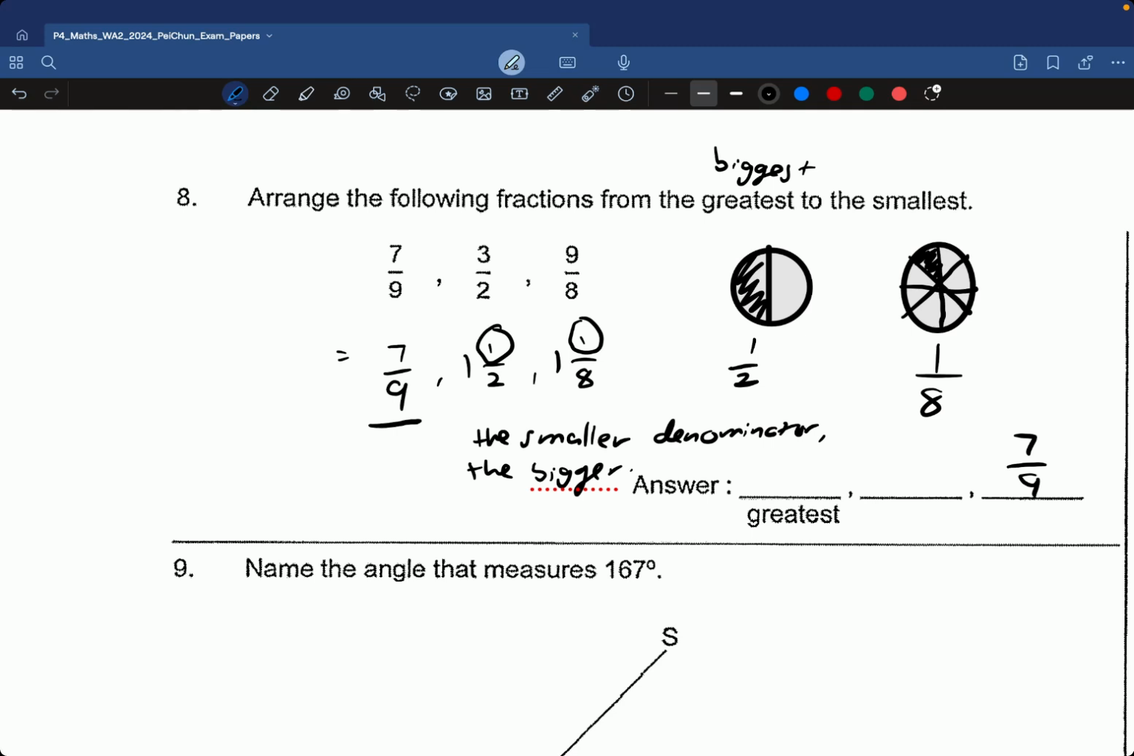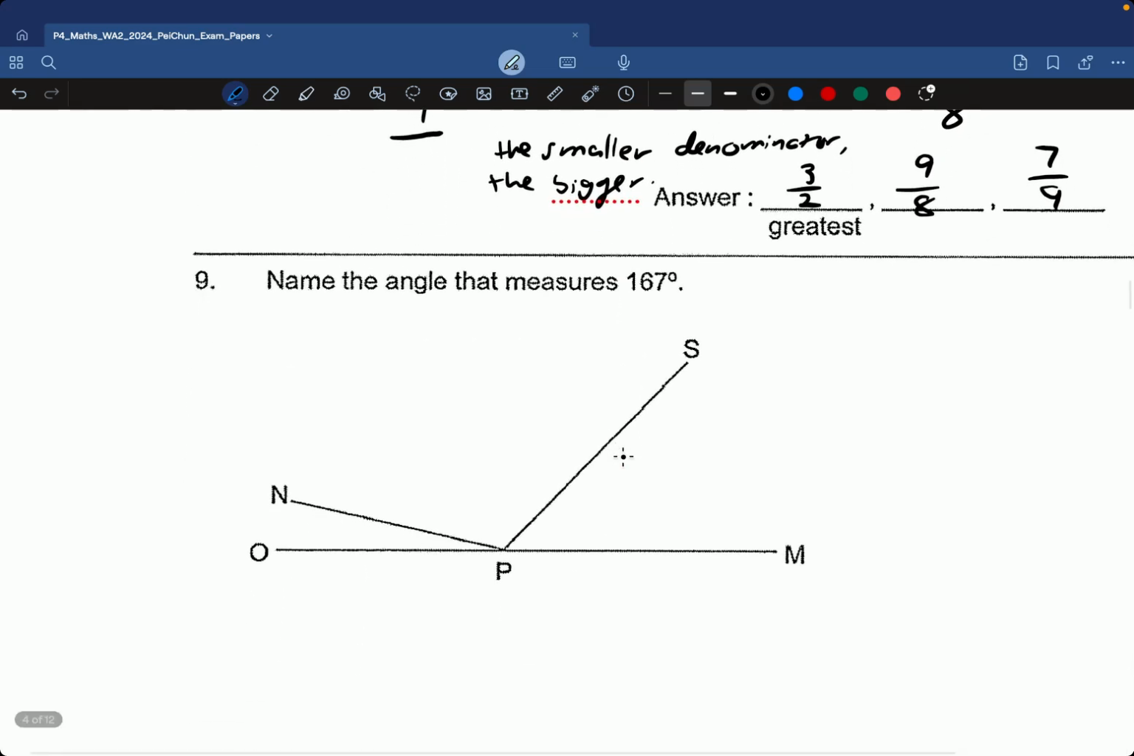The answer is 1 over 2. So the greatest is, you don't put 1.5. You should put the fractions as is, which is 3 over 2. And lastly, you have 9 over 8. That's the answer. Okay, let's move on to the next question.